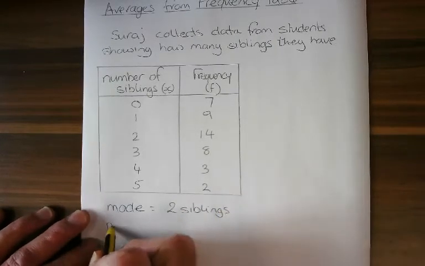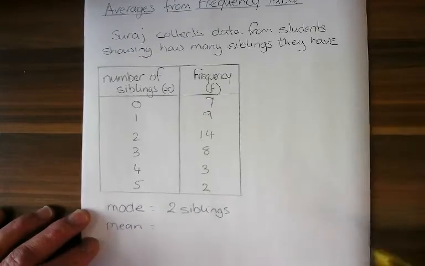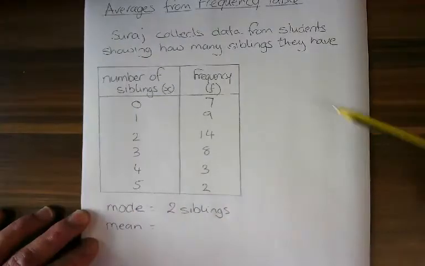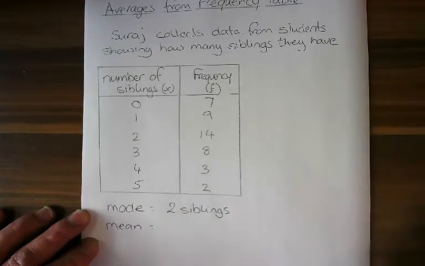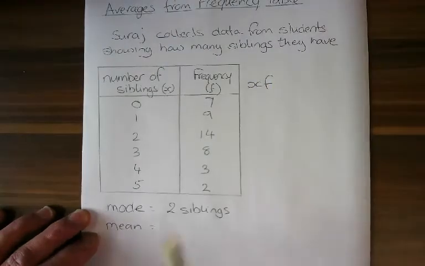We'll now look at the mean. To calculate the mean, we need to create another column. If you notice, I've called the data column number of siblings X, and I've called the frequency column F. So we're going to create another column called XF. All that means is we're going to multiply these 2 columns together.